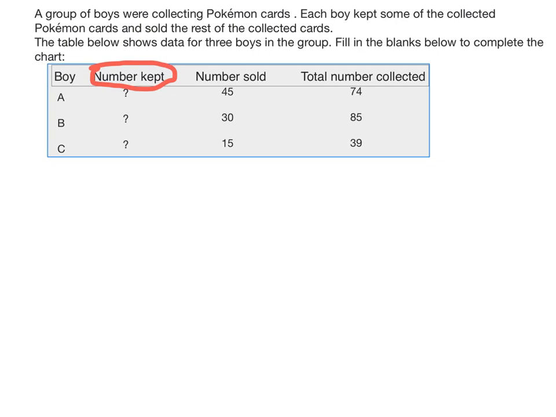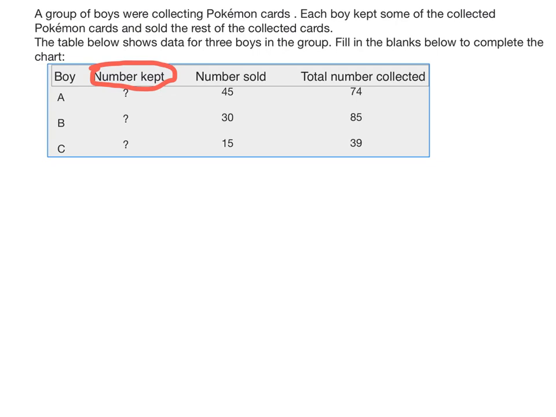So, in order to solve this, we can do it in 2 ways. We could use the algorithm, or we can do add-on, but our main thing that we need to find out is the number kept. So we need to figure out what those numbers are. A way we can do that is taking the total number sold and subtracting it from the total number collected, which is going to give us the total number kept. So let's rewrite this so we can visually see it better.